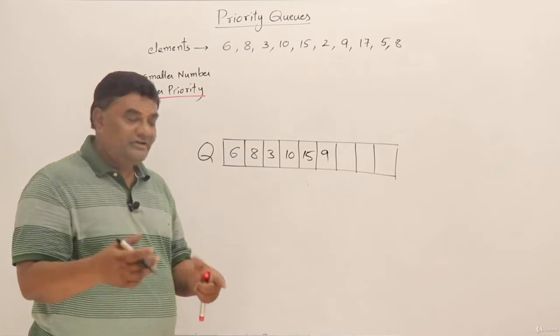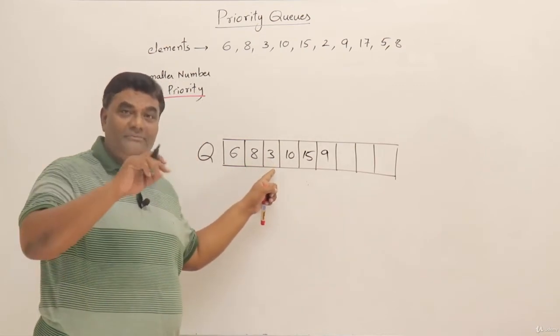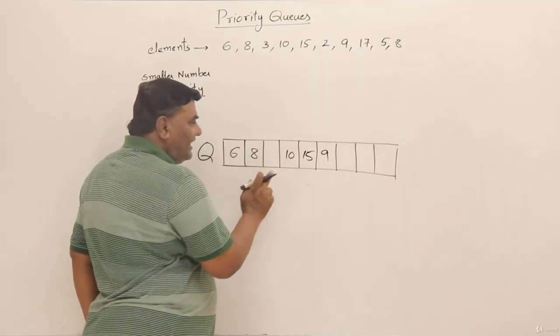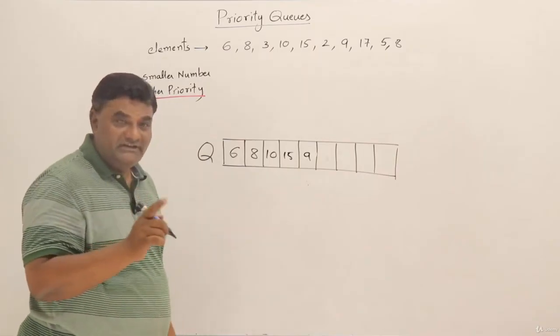The next highest priority, search, which is minimum. This one, smaller number, higher priority. So delete this one. After deleting, I also have to shift the elements. So I have to do two things.